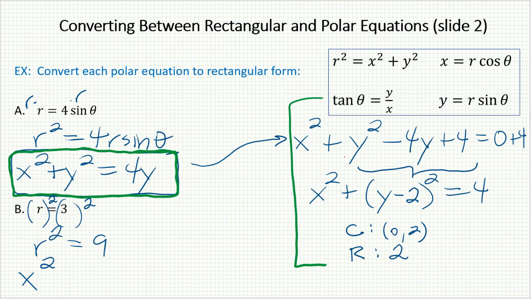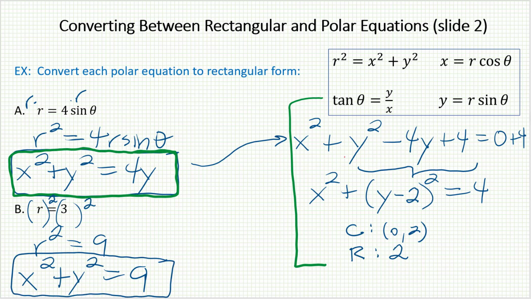Then the r squared can be replaced with x squared plus y squared, and just like that, I'm finished. Here's the rectangular form of that polar equation. That is a circle centered at 0, 0 with radius 3. This should not be surprising to you. We have already learned that r equals 3 generates a circle.